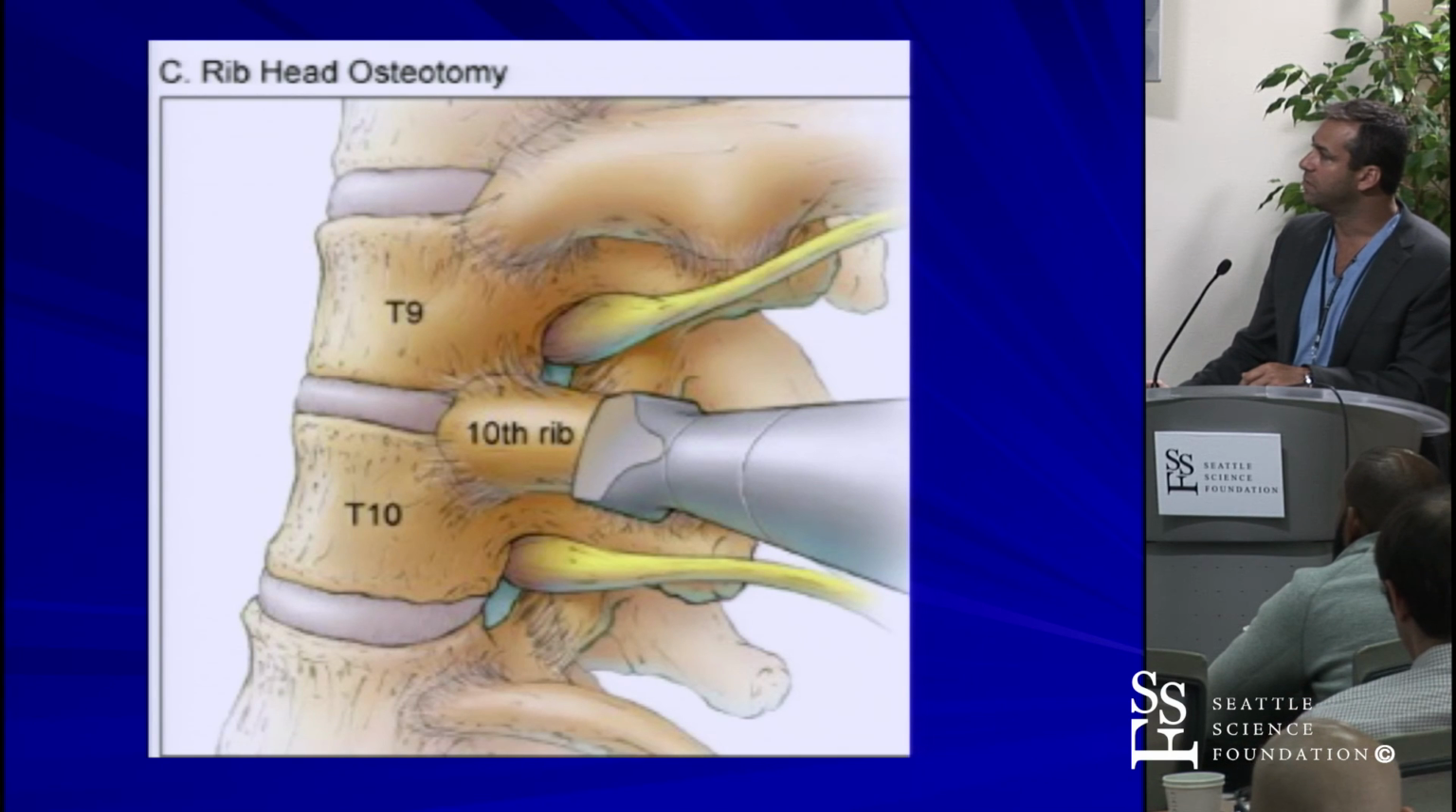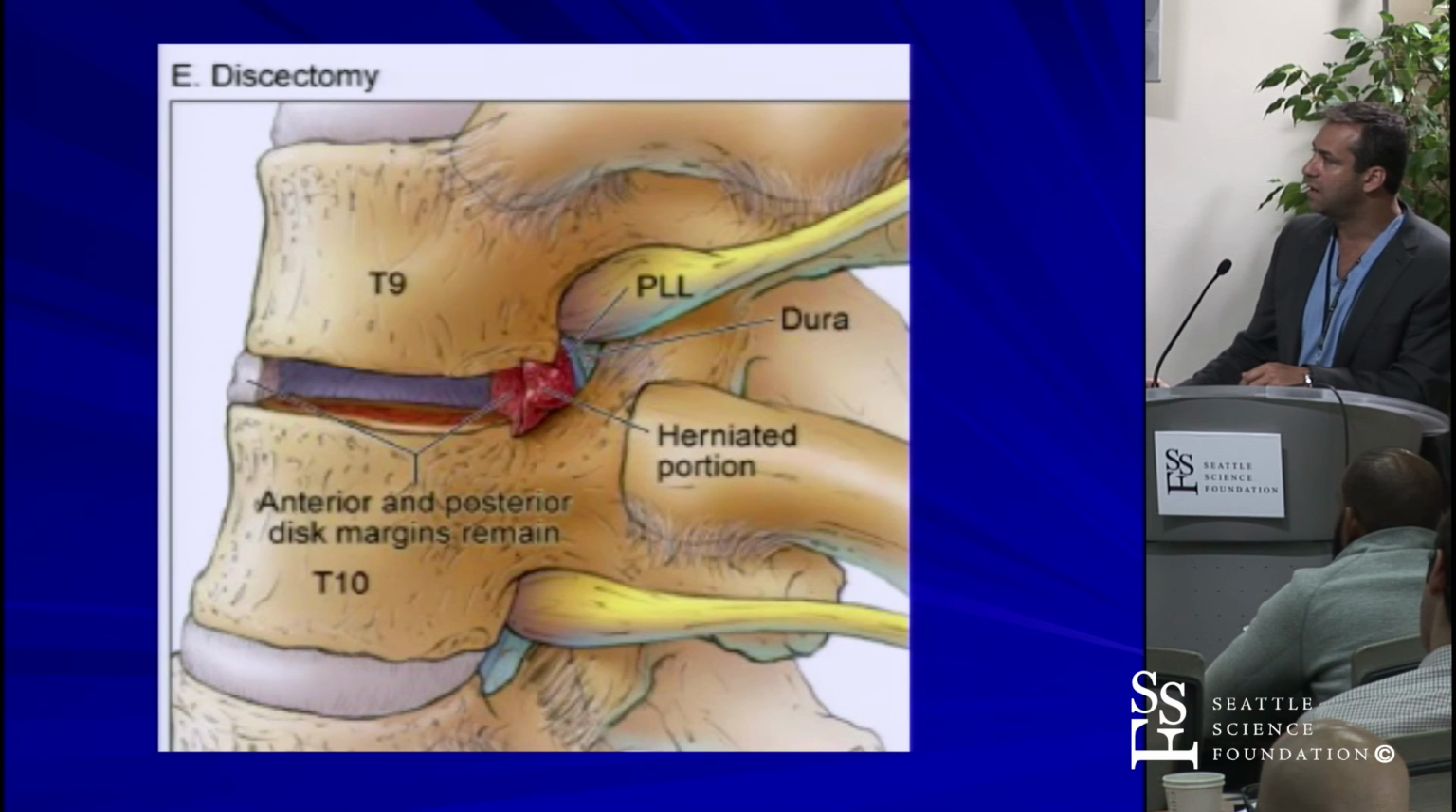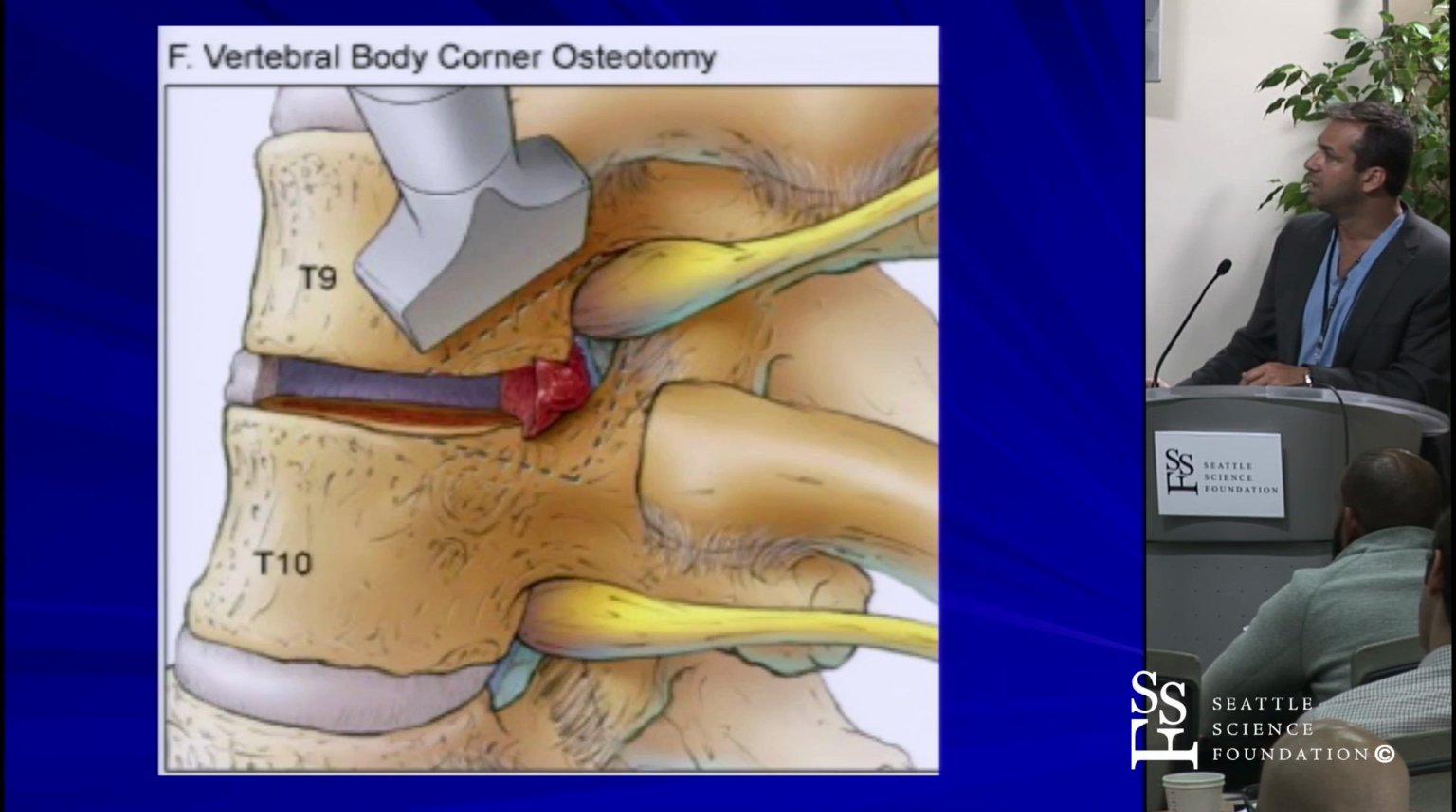So here's the rib. You can see the rib overlying the T9-10 disc space. The rib is removed. Again, there's visualization. You can see the nerve root exiting the foramen where the pathology is. Core out the center of the disc space.